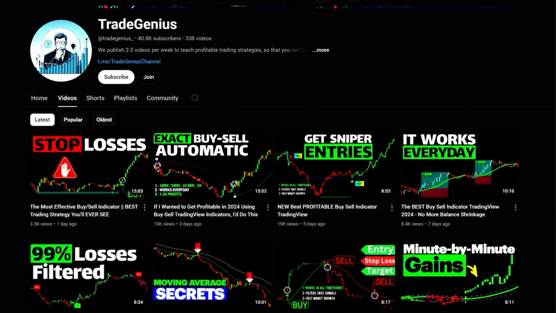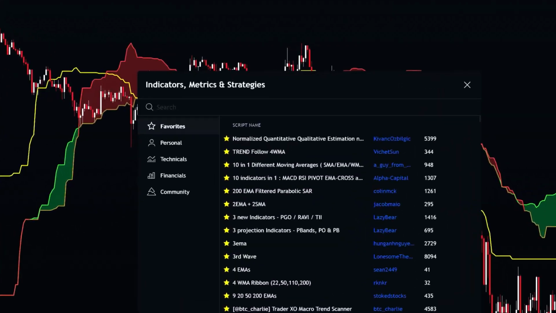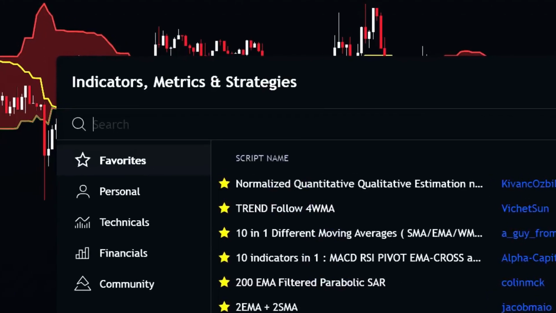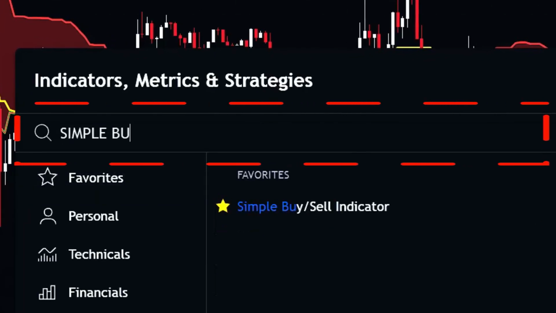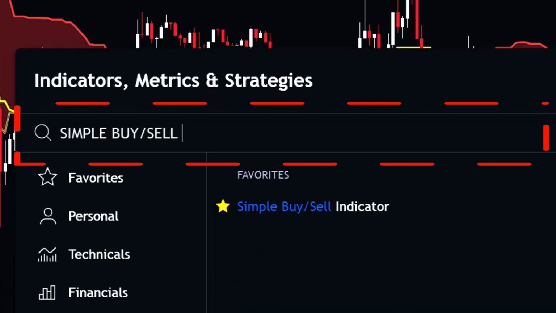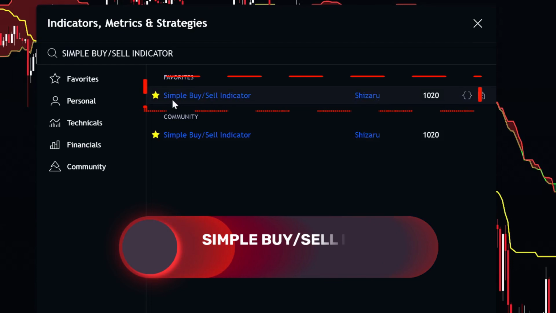Alright, now we're going to use the simple buy-sell indicator. To add it to your chart, you'll need to go back to the indicators section again, click on indicators, then search for simple buy-sell indicator. When you find it in the results, click on it to add it to your chart.